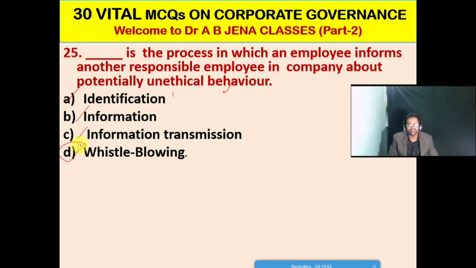Friends, so D is the right option for this MCQ. I mean the whistleblowing is the process in which an employee informs another responsible employee in a company about the potentially unethical behavior. So D is the right option for this MCQ.